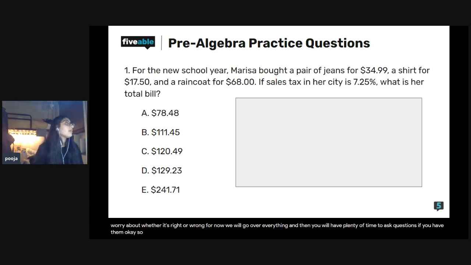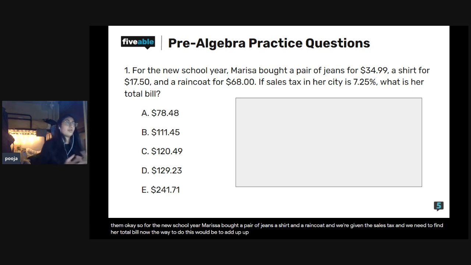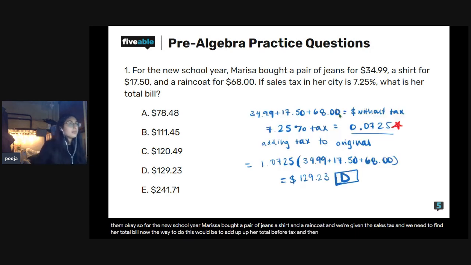Okay, so for the new school year, Marissa bought a pair of jeans, a shirt, and a raincoat, and we're given the sales tax, and we need to find her total bill. Now, the way to do this would be to add up her total before tax and then add the tax to it. So when we add all this up, like I said, it'll be the money without tax.